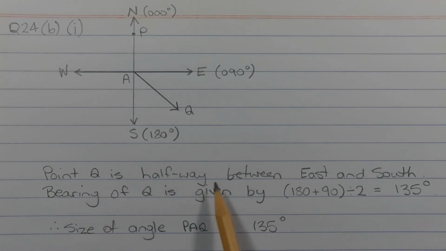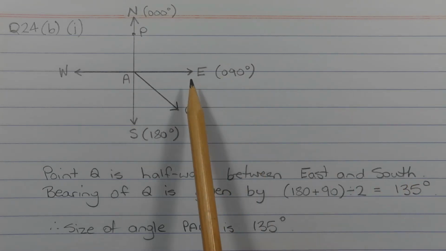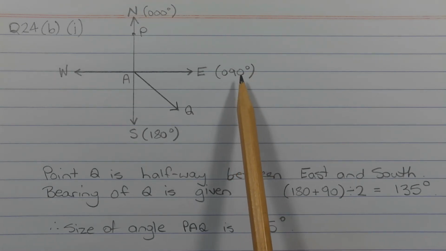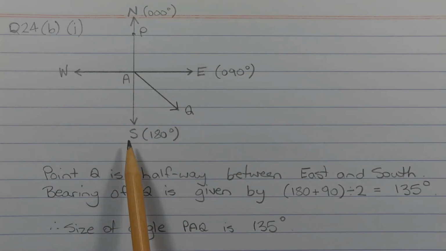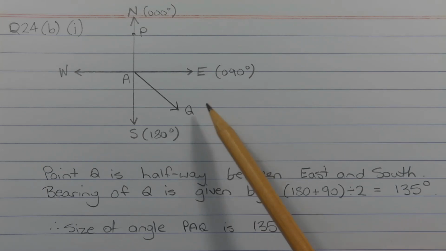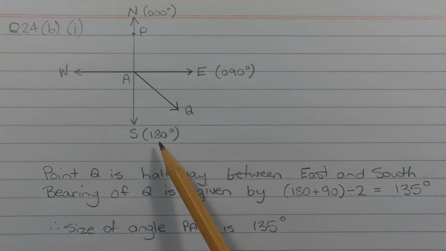Now point Q is halfway between east and south. There's east, and east has a bearing of 090 degrees, or 90 degrees from true north. And here is south with a bearing of 180 degrees from true north. Since point Q is halfway between east and south, we can get the bearing of point Q by finding the average of 90 and 180. So the bearing of Q is given by (180 + 90) divided by 2, which equals 135 degrees. Therefore, the size of angle PAQ is 135 degrees.